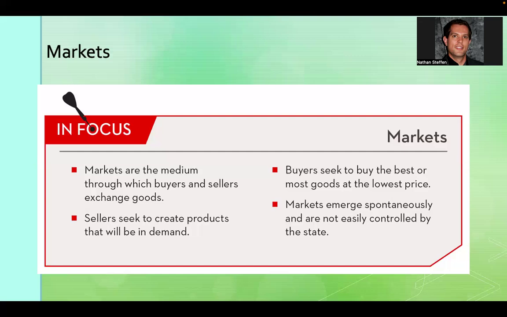And then lastly, markets emerge spontaneously and are not easily controlled by the state. Some things just gain a lot of traction in a very short period of time, and oftentimes to the bewilderment of people. Currently, it's interesting to note the fashion industry, athleisure wear, has really gone up.